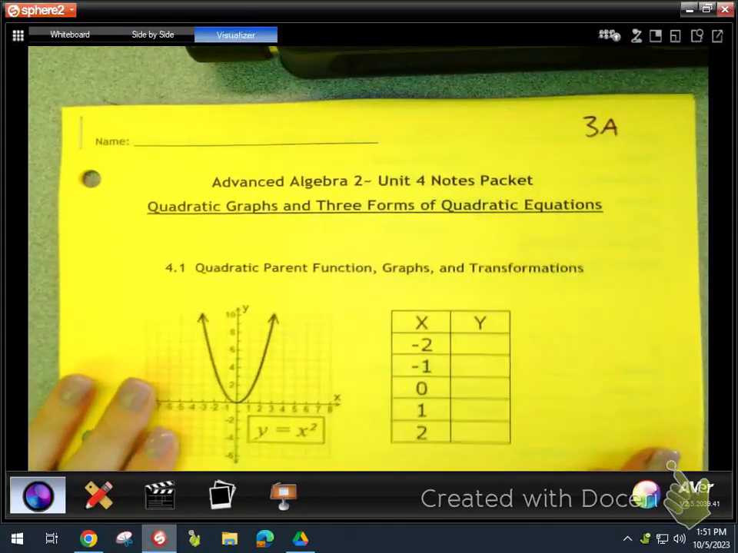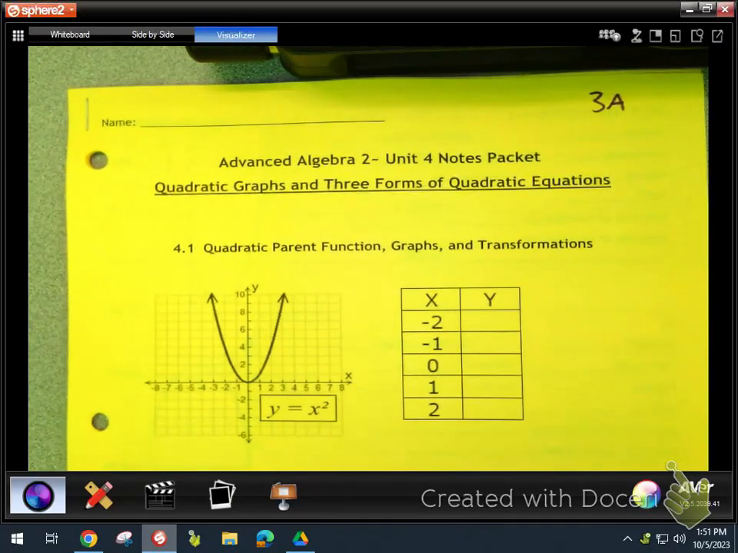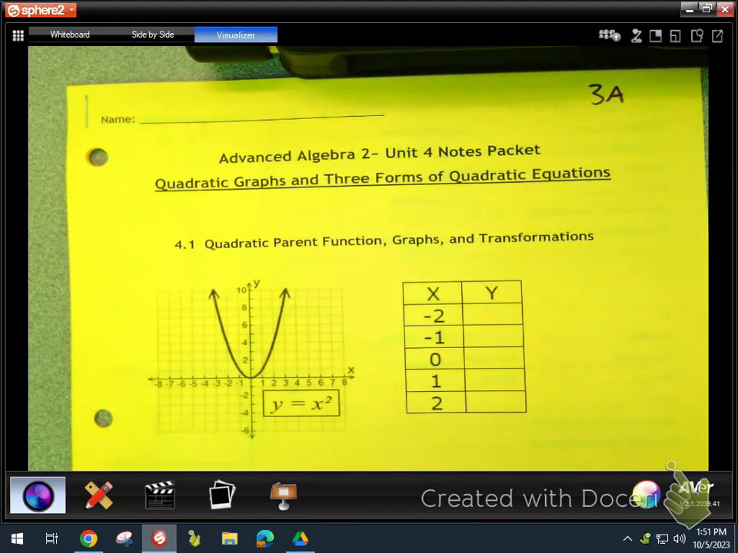Quadratic parent function, graphs and transformations. This really should not take too long. It is very redundant. But when we redo every transformations lesson, we always have to talk about a new graph. Absolute value, throw it out the door. Okay? We're done with that, unless you're retesting. But we're dealing with quadratic graphs.